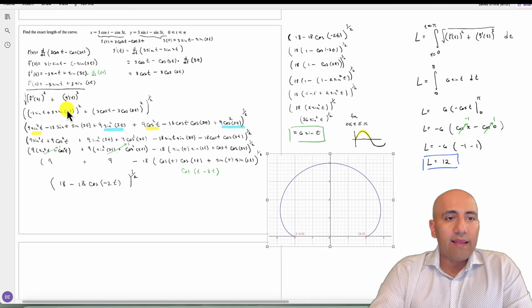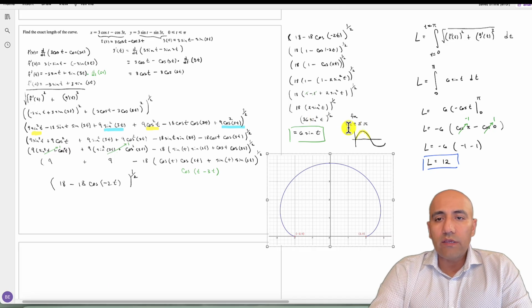Squared them and then added them together, put them inside the root, foiled, combined, simplified, used a couple of identities. That brought me down to this guy. Again, I can further factor out the 18, use another identity, simplified it, all worked out really nicely down to this statement, the square root of 36 sine squared t. Since t is only ranging from 0 to pi, the sine function is always positive. Therefore, sine squared square rooted is just going to be positive sine t. And the square root of 36 is 6, so that just simplifies to 6 sine t.